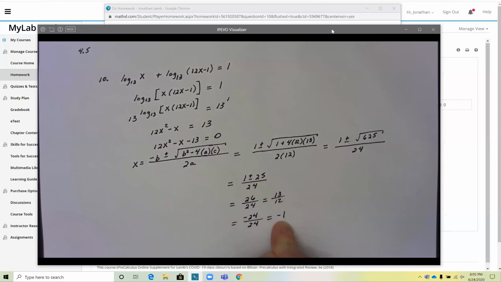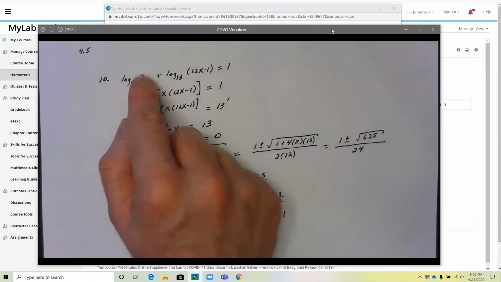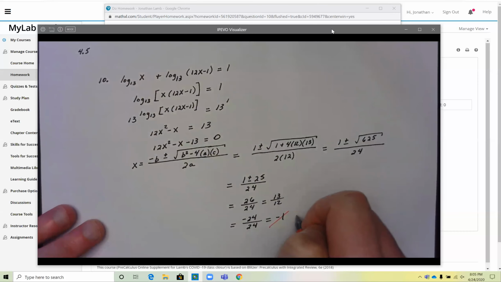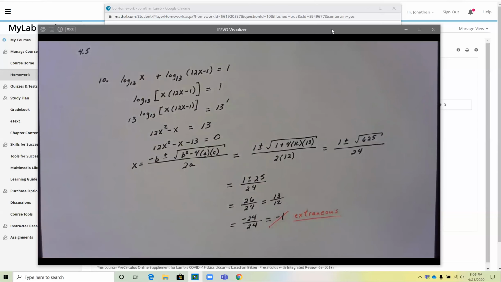Now, you instantly need to be highly suspicious of any negative answer you get in a logarithmic equation, because we know that the term inside of a logarithm can never, ever be 0, and it certainly can't be negative. So when you try to plug this negative 1 back into the problem, that's going to cause a negative there. So instantly, you'd just say x cannot equal negative 1. That is an extraneous solution, a solution that you get that is not part of the domain of the problem. So nothing algebraically wrong with that other than just the function doesn't exist at that value. So my only solution is 13 over 12.